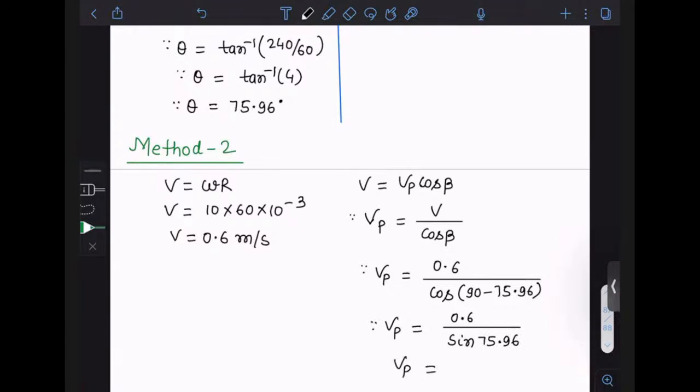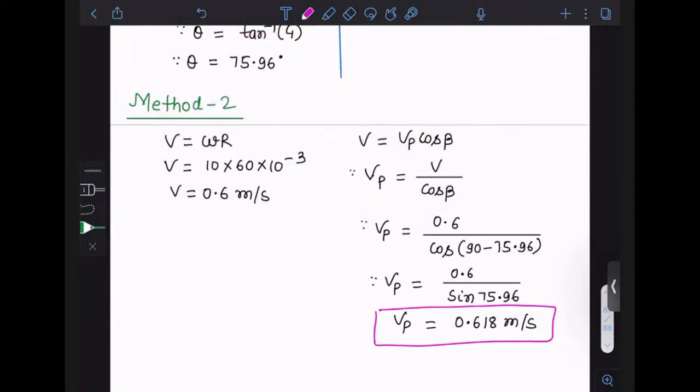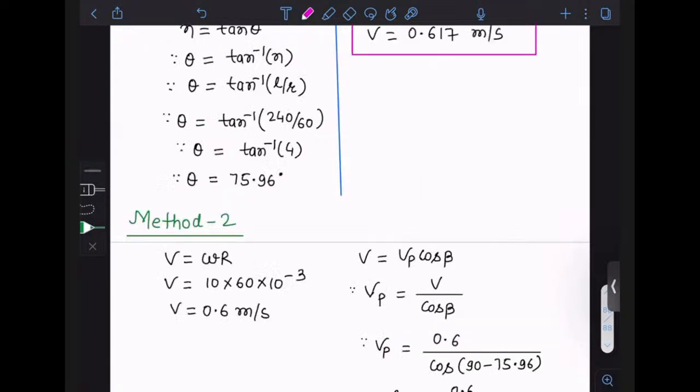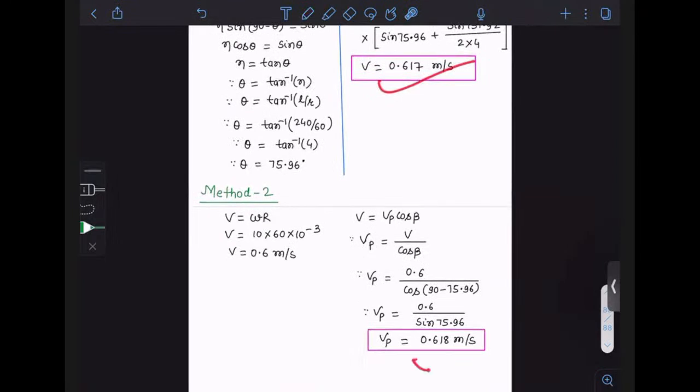So VP is equal to 0.6 divided by sine 75.96, which is 0.618 meter per second. So the same answer we are getting, everyone. The answer which we got earlier was 0.617, and here we are getting 0.618. Approximately the value is the same. I hope this is clear. Clear, everyone?